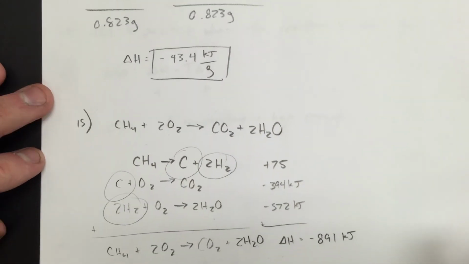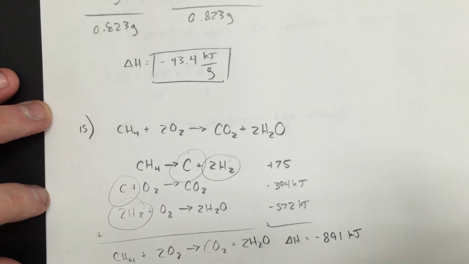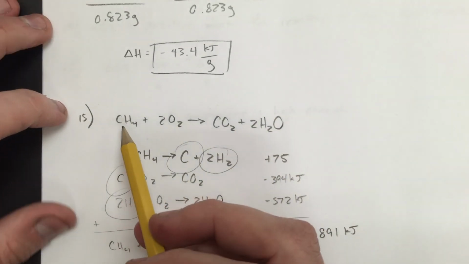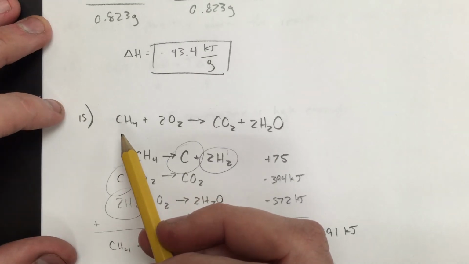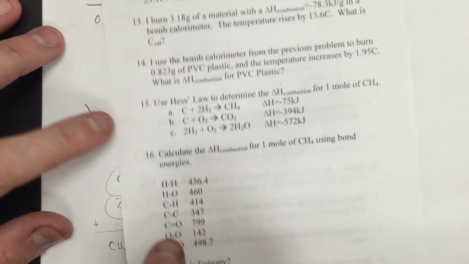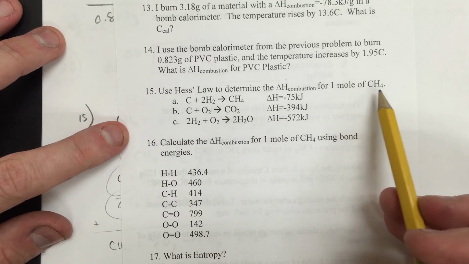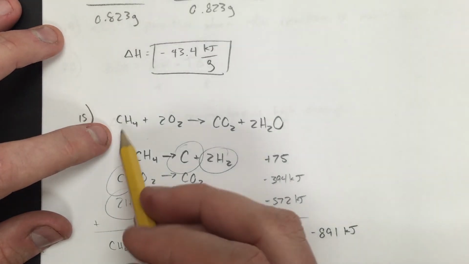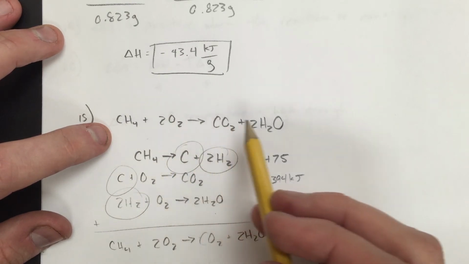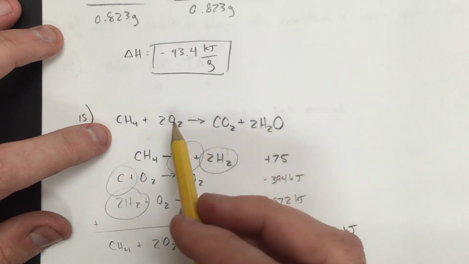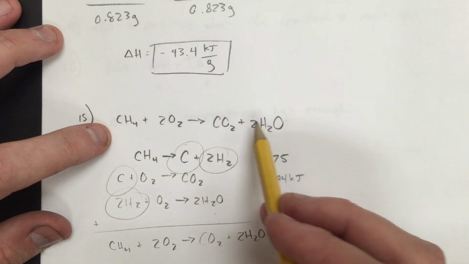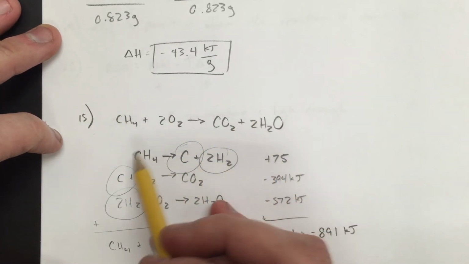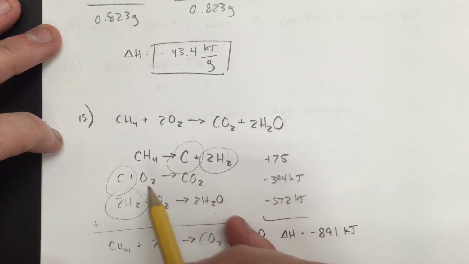All right, number 15 was really hard because some people did not actually do the combustion. So if you look at the problem, it says, use Hess's law to determine the delta H for combustion of 1 mole of CH4. Well, combustion is the thing plus oxygen reacts to form carbon dioxide and water. That is combustion. And then we balance the reaction by adding stoichiometric coefficients. So that's what we're trying to balance. We're not trying to balance some kind of thing, this first one using these other two.